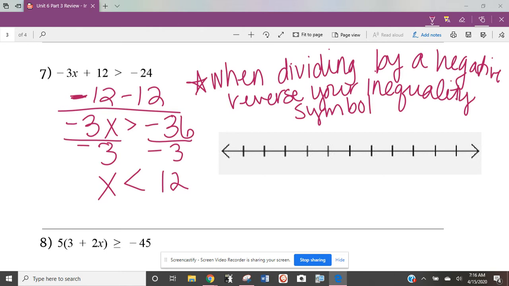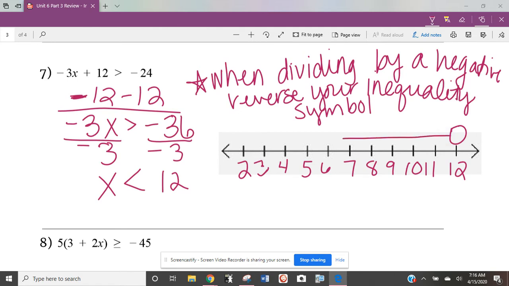Okay, so I'm going to actually start with 12 here and count backwards since this is a less than problem. Okay, bear with me. That's a 3. Okay, this is going to be another open because it's less than, and it's going to point to the left. Remember, less than goes to the left. And when you guys are graphing, the only reason, again, why it's going to go in the same direction as your less than symbol is because my variable is on the left-hand side.